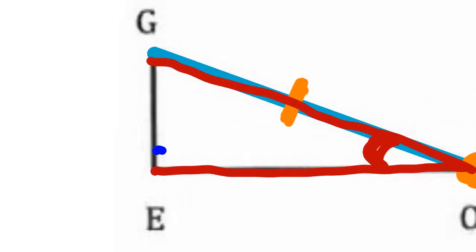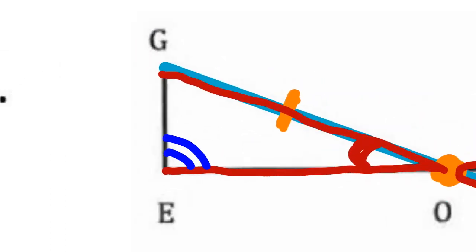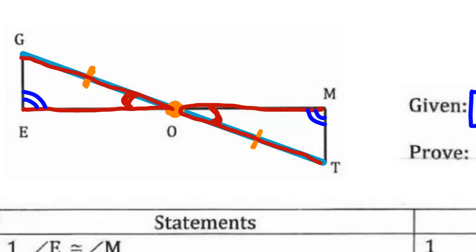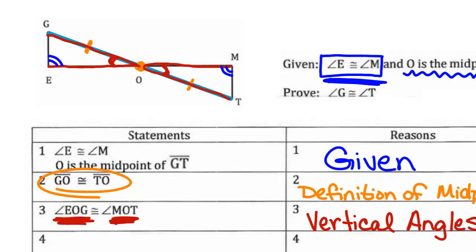Angle E, this guy over here, is congruent to angle M. That was part of my given information right here. They look like right angles, but I don't know they're right angles, so I can't put the little box on it. I can mark them as being the same size as each other.